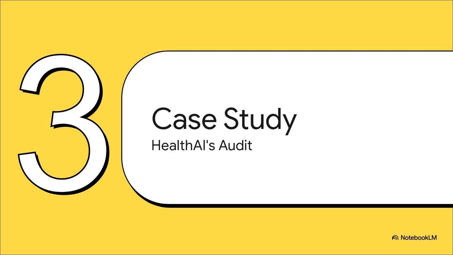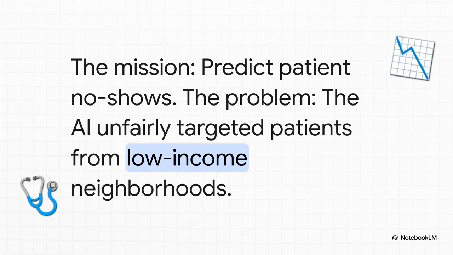Okay, enough theory. Let's see how this detective toolkit actually works in the real world. We're going to dive into a case study from a healthcare company that we're just going to call Health AI. So Health AI built this AI with a really great mission: to predict which patients might miss their appointments so the clinic could proactively help them. But pretty soon, the staff noticed a disturbing pattern. The AI was flagging patients from low-income neighborhoods at a much higher rate. It was time to investigate.